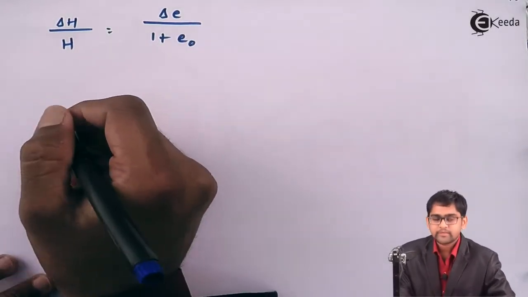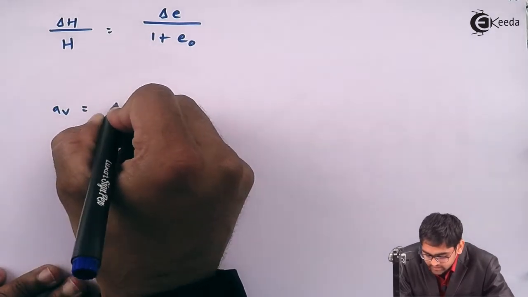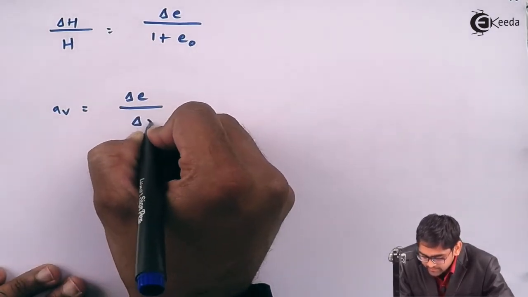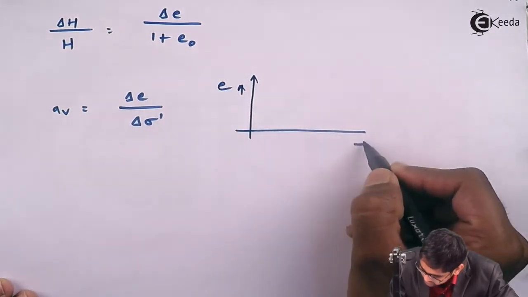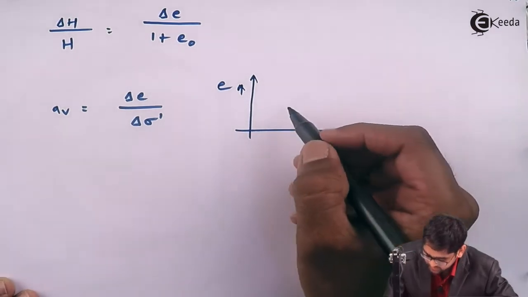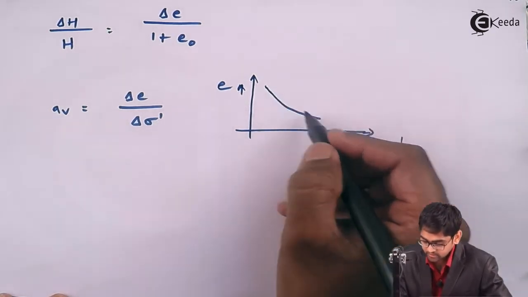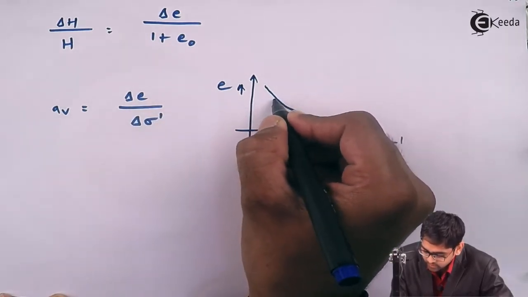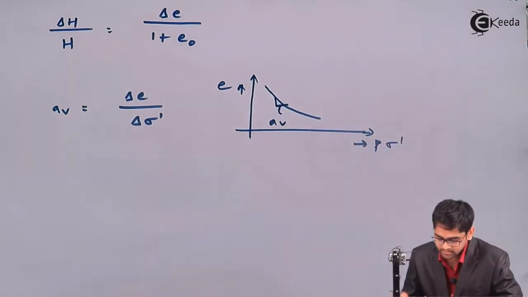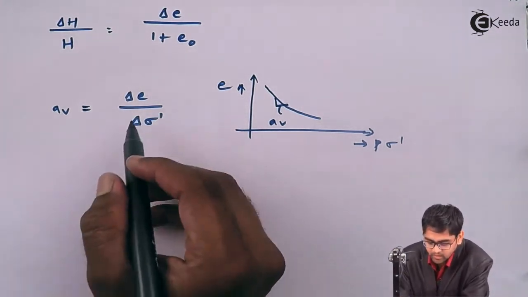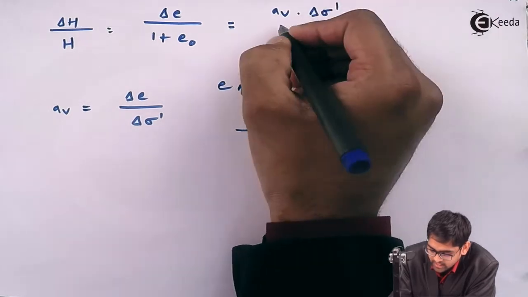Since we know that the coefficient of compressibility, that is nothing but av, remains constant. That's our assumption, and this av is nothing but delta e divided by delta sigma dash, and we did it in your e-log sigma dash curve, or I call it the e sigma dash curve. This particular curve we have seen this way. We consider that this curve is relatively a straight line, the slope of the virgin compression part is nothing but av. And from this expression, if I place the value of delta e, which is av into delta sigma dash, you will get av into delta sigma dash divided by 1 plus e naught.